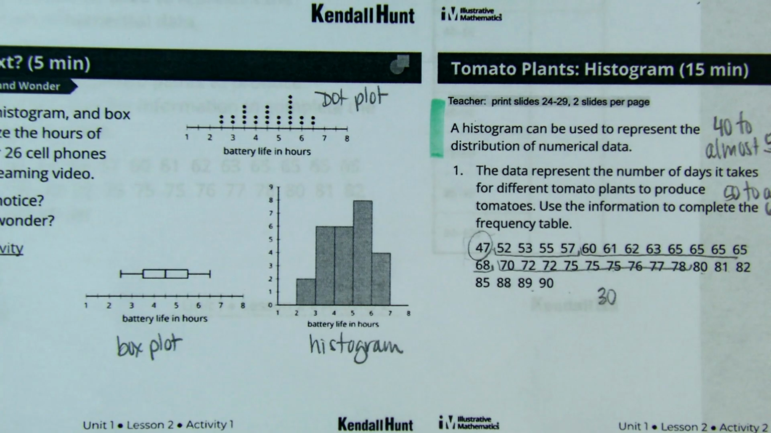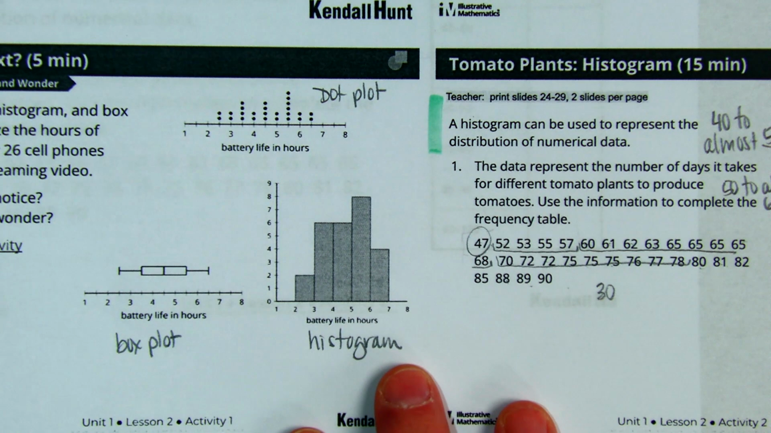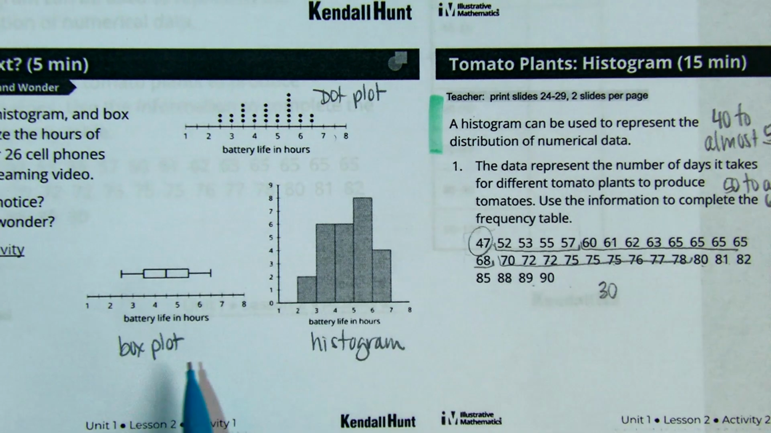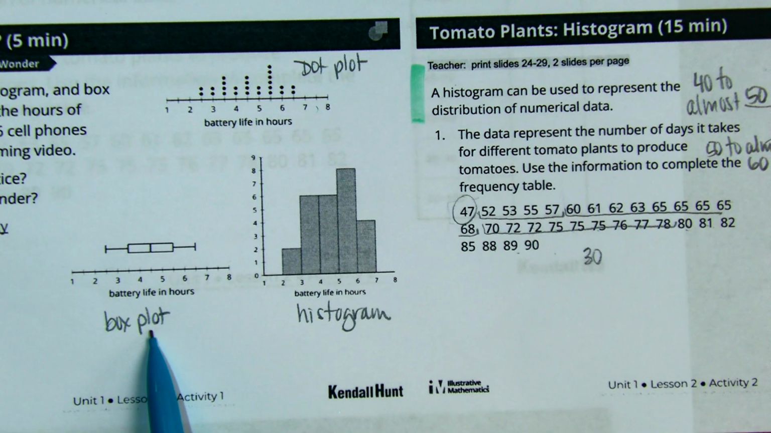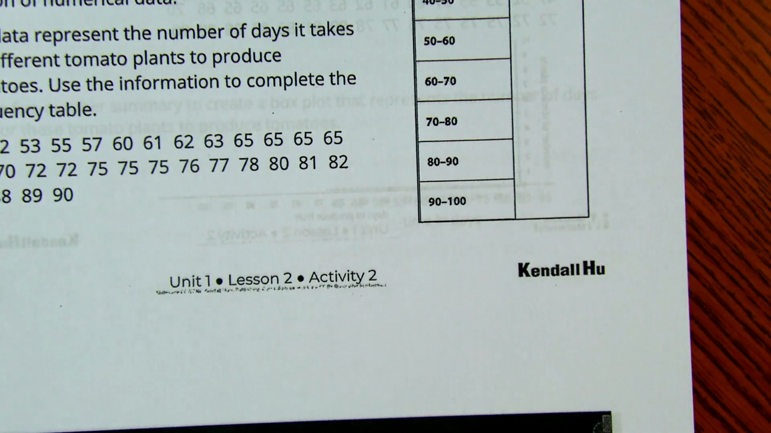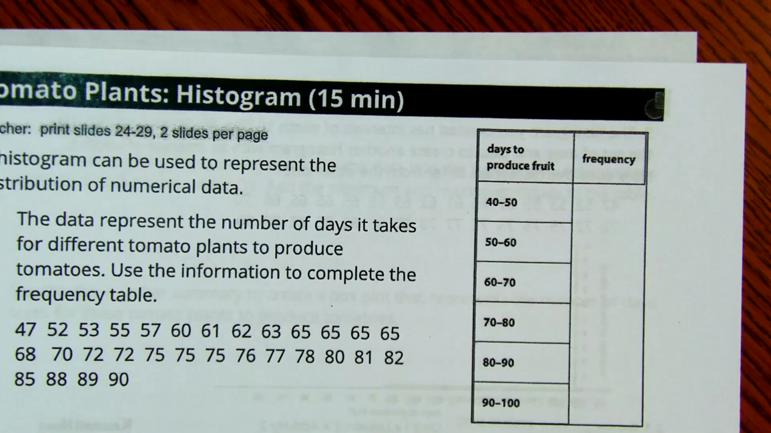Okay, so in this lesson, we're going to be talking about the different types of representations for data, and we're going to focus on a dot plot, a box plot, and a histogram. So we're going to start off with creating a histogram.